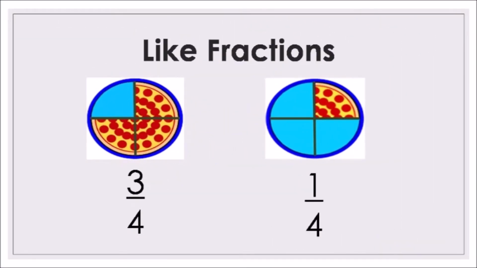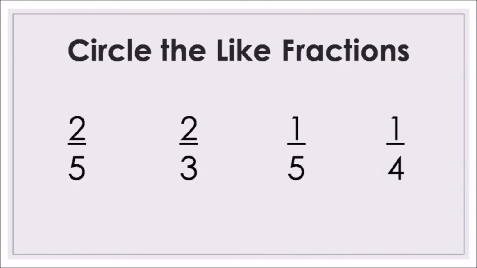Now you have fractions that are called like fractions. So if you look at the denominator, in 3/4 you see 4, in 1/4 you see 4 as the denominator. So these fractions are called like fractions. They have the same denominator. Now you find the like fractions and circle them. Look at the fractions and see if you can identify the like fractions and circle them. Do it quickly. Remember what like fractions are.